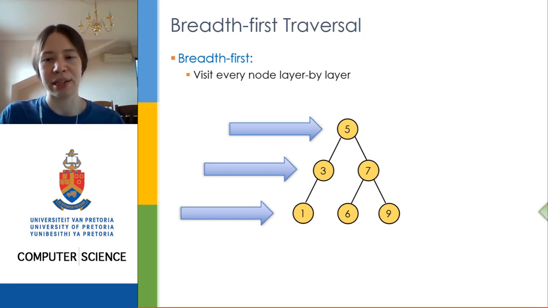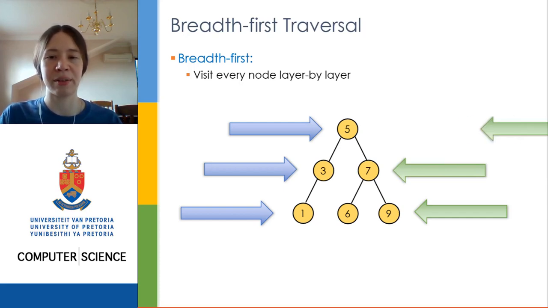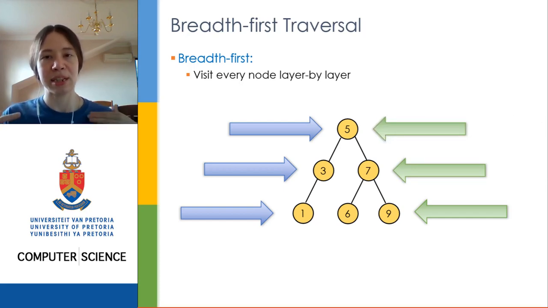Or maybe if I write a recursive algorithm, I can also do this in an upside down order. Start with the leaves, first print 1, 6, and 9, then print 3 and 7, and then print 5. But still, the idea of breadth first, breadth obviously stands for the levels. We want to do this level by level.